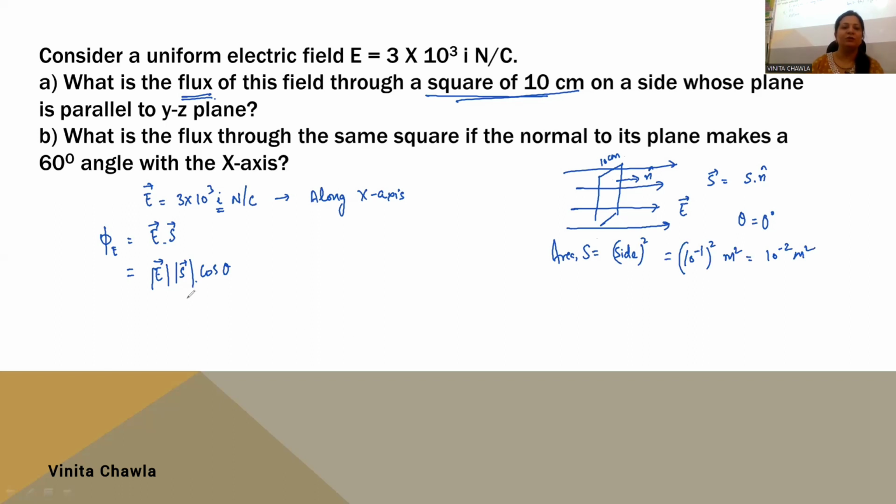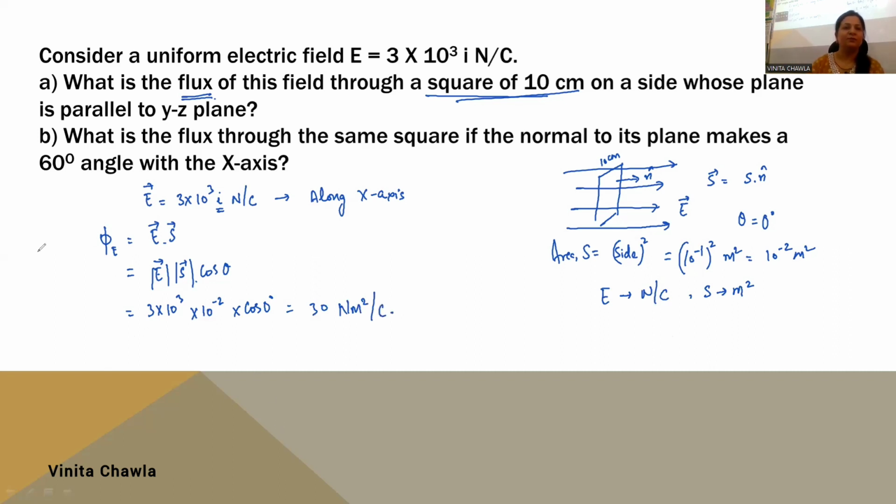You simply have to put the values here. Value of electric field intensity is 3 into 10 raised to the power 3. Value of area is 10 to the power minus 2. And cos theta is cos 0 degree, which is 1. So we will get 30, because this is electric flux. What is the unit of electric flux? See, the unit of electric field intensity is Newton per coulomb. Unit of area is meter square. So the unit of electric flux is Newton meter square per coulomb.